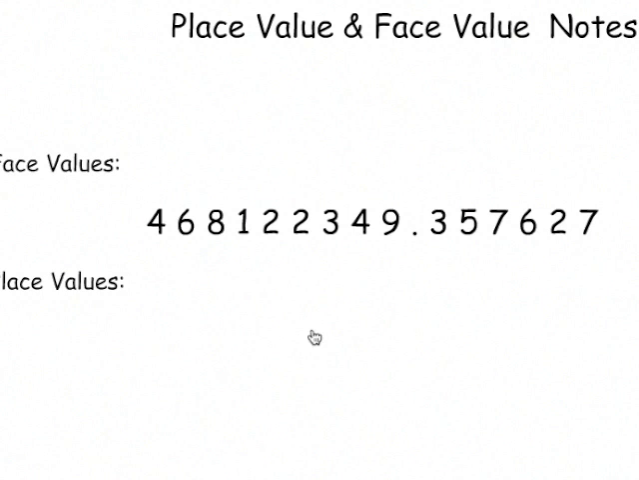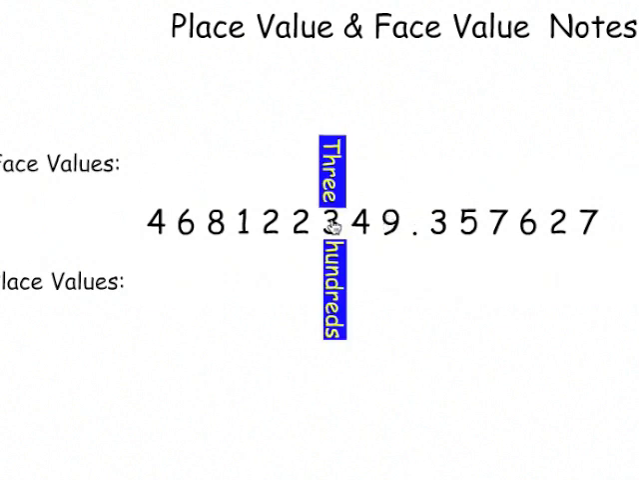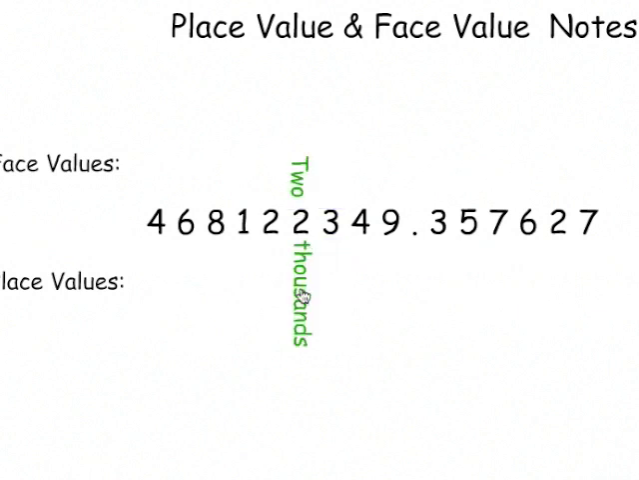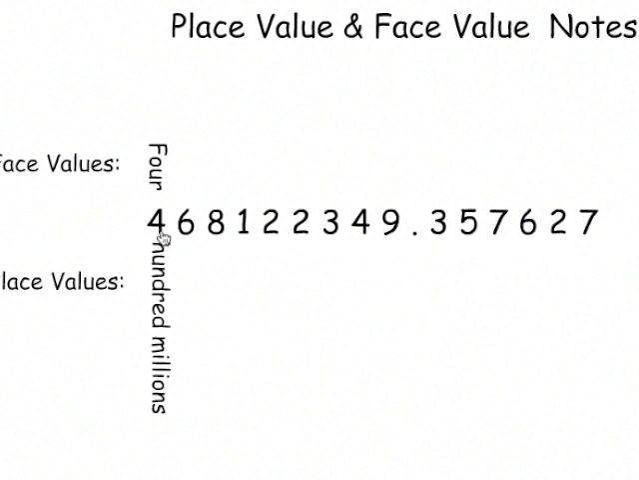Okay? So if you look at any of these numbers, if I'm looking at the 3, the face value is 3, right? Now you can write that as the number 3, or you can write the word three. Okay, but its place value is in the hundreds. This is 2, its place value is in the thousands. So this is 6, its place value is in the 10 millions. The face value of this digit is 4, and it's in the 100 millions. And that's it for place value and face value.